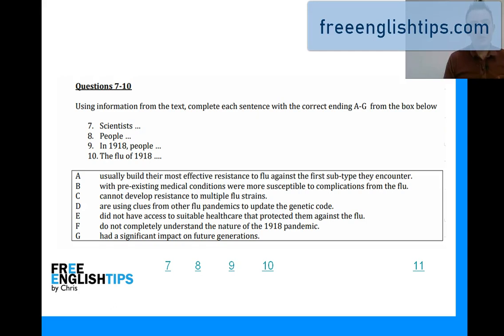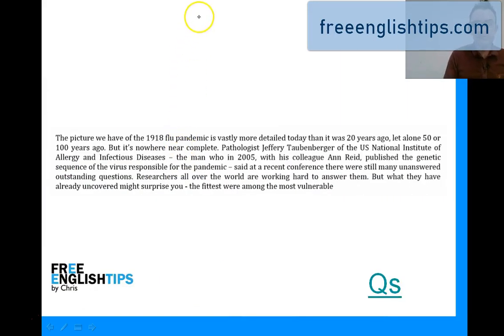So, the first one, scientists. Now, I remember that it talked about scientists, and if we look at the place where I found my answer, I'll notice that it says that scientists are still struggling to find an answer to why the pandemic or the flu was so serious. If we look here, it says, this is nowhere near complete, okay? We understand the picture, we know it's more detailed today, but it's not complete, all right? And it says that researchers over the world are working hard to answer those questions.